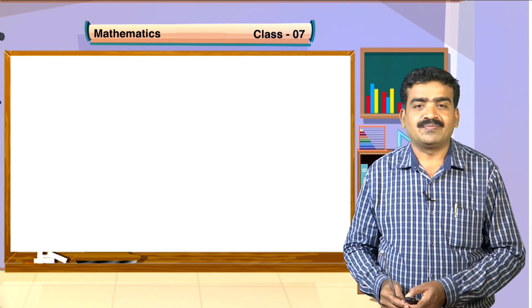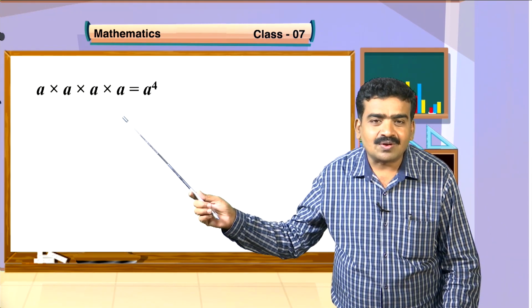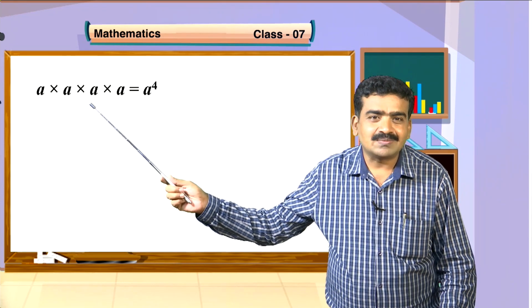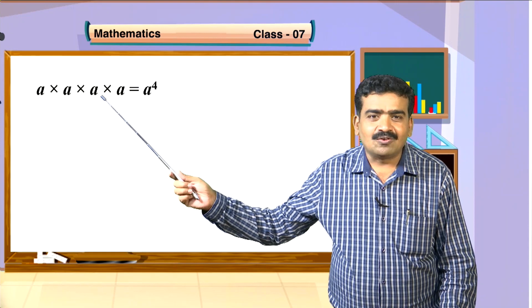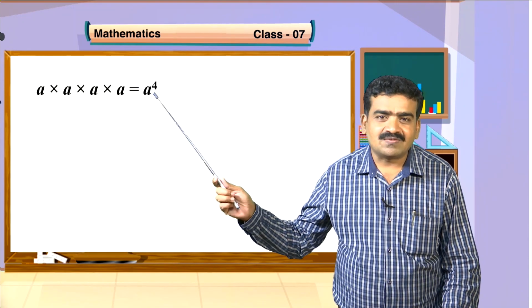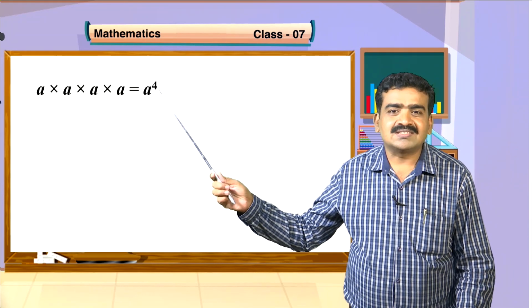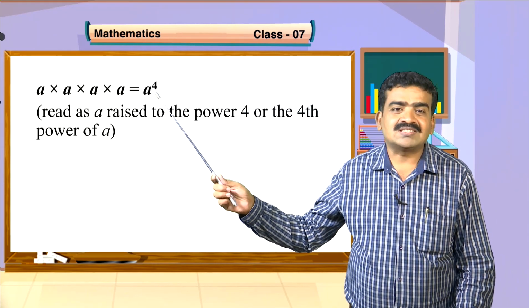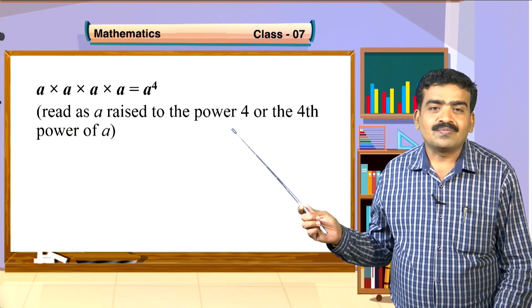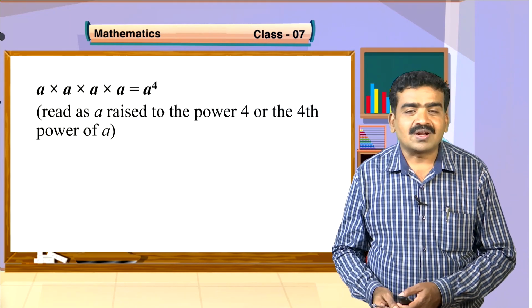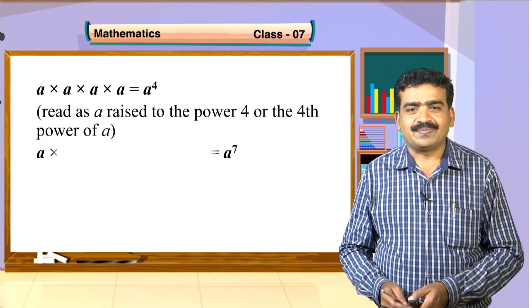Read as a cubed or a raised to the power of 3. Similarly, if a is multiplied 4 times, how many times is a multiplied here? 4 times a is multiplied, therefore that can be written in simplest form as a to the power of 4. Here a is base, 4 is exponent. So this can be read as a raised to the power of 4 or 4th power of a.